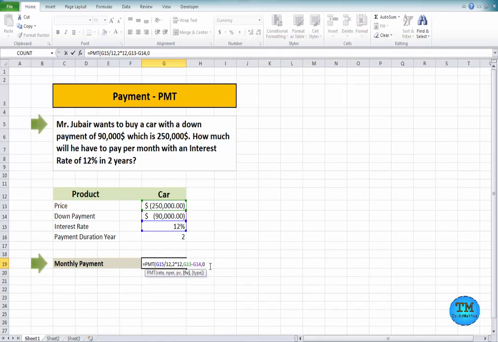So we will now end the bracket and press enter. Yes, we got the monthly installment money.